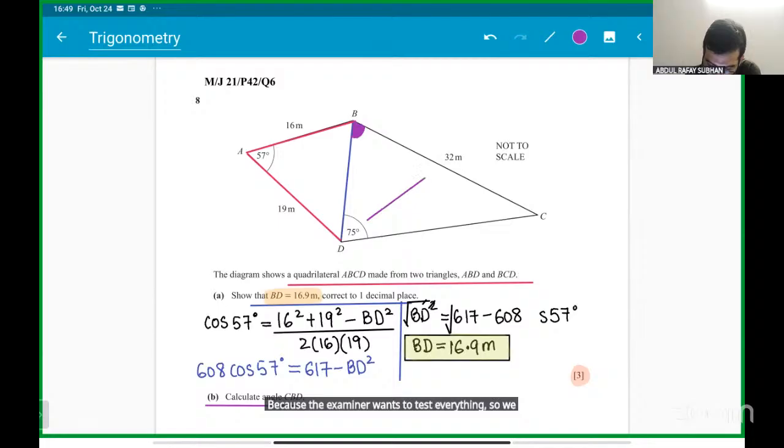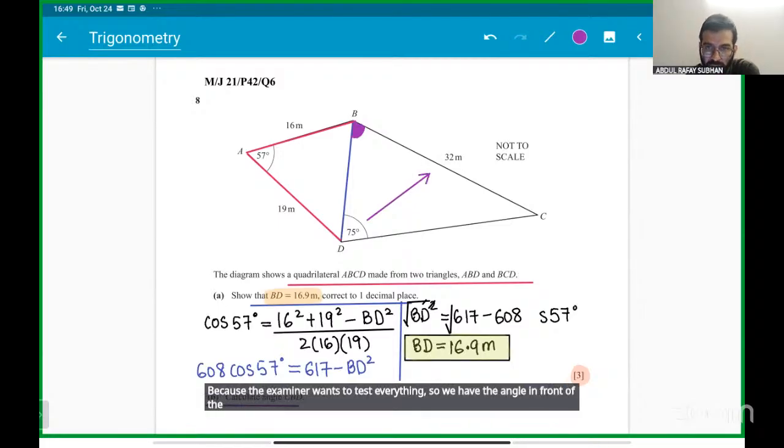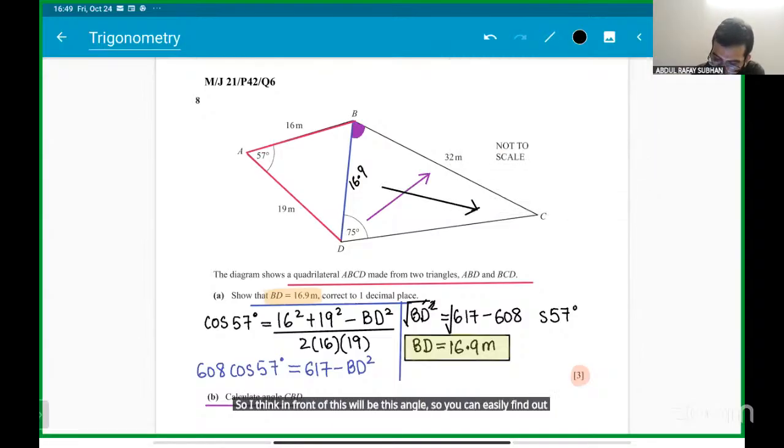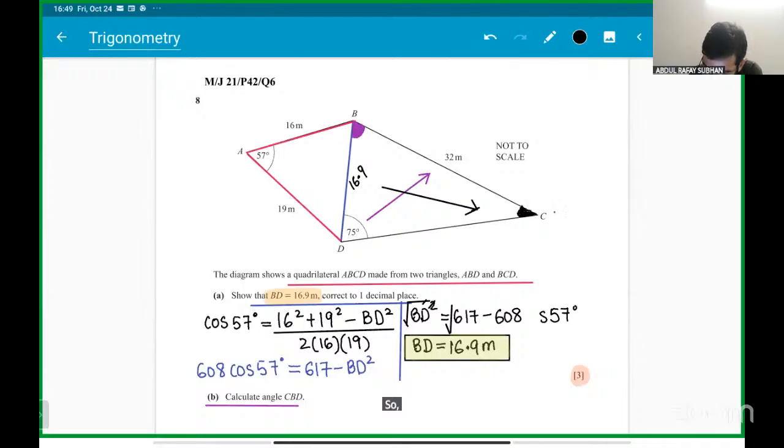So we have the angle in front of the side available. This is an easy to medium level question. We also have this angle, which is 16.9. I think in front of this will be this angle, so you can easily find this angle first. Let's call it angle C. We can first find angle C.